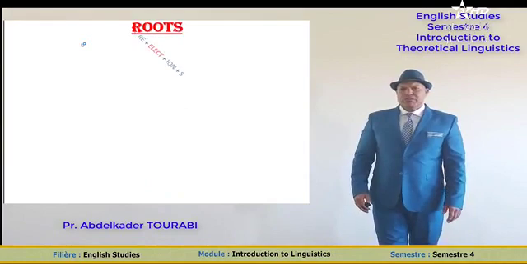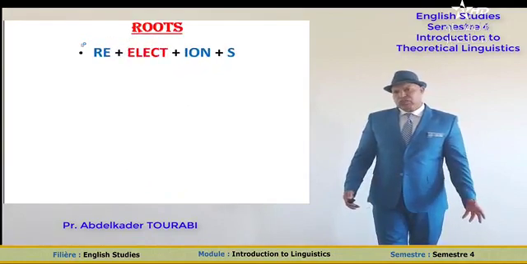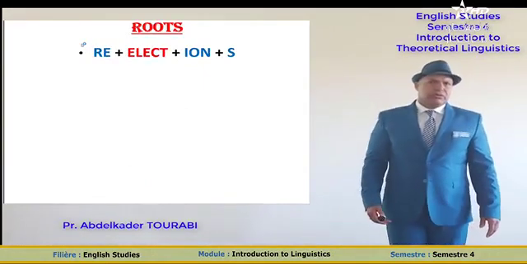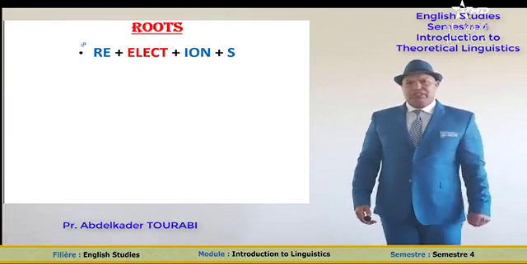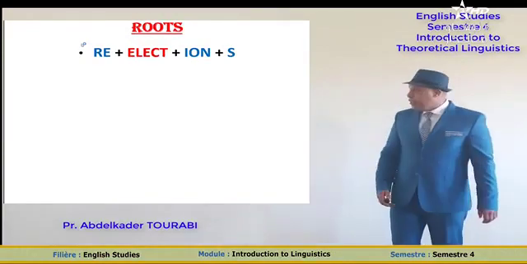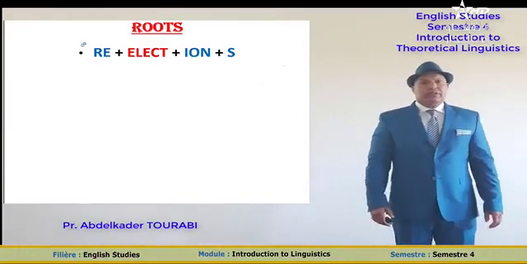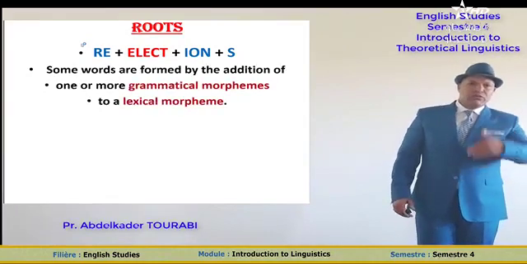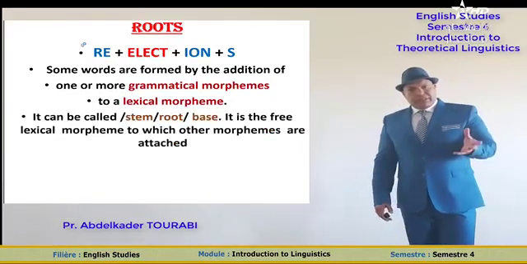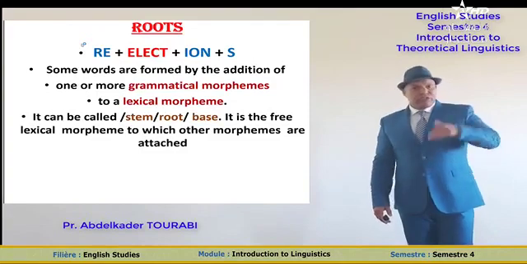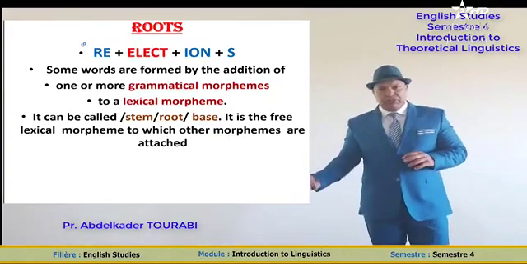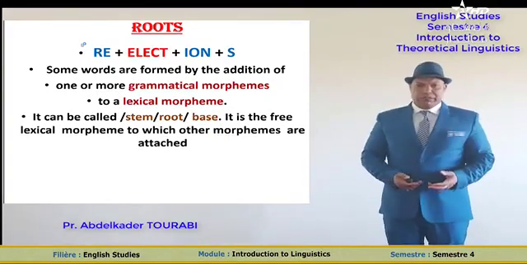Root, stem, and sometimes base have the same meaning, the same meaning as the word or the morpheme root. We take an example here: re-election or re-elections. Some words are formed by adding one or more grammatical morphemes to lexical morphemes. It can be called stem, root, or base. It is the free lexical morpheme to which other morphemes are attached, either in the initial position, in the final position, or in the middle.